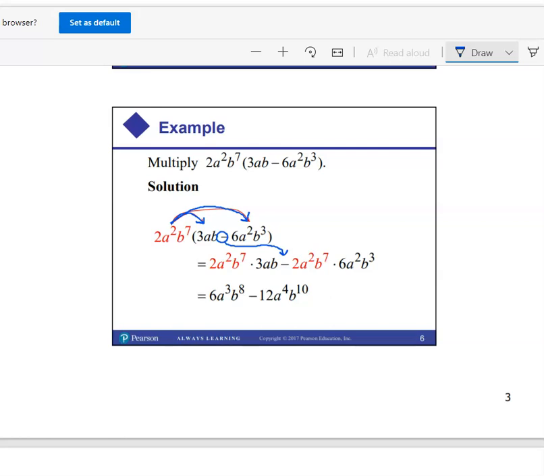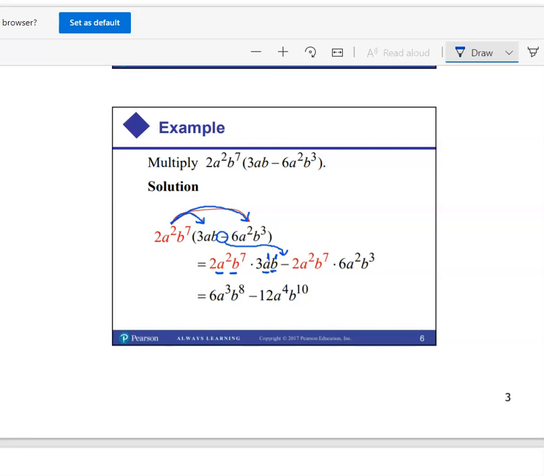Okay, so to get the 6, they've done 2 times 3, which is 6. And then remember that we're going to add the exponents that have the same base. So I've got an a here and an a here. This a didn't have anything, it would be a to the 1st. So they did 2 plus 1 to get a to the 3rd. B to the 7th and b, remember there's nothing here, so this would be b to the 1st. So they did 7 plus 1 to get b to the 8th.